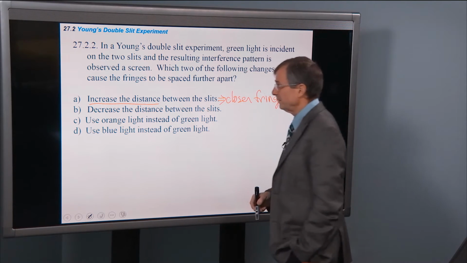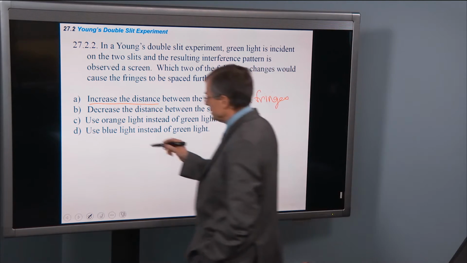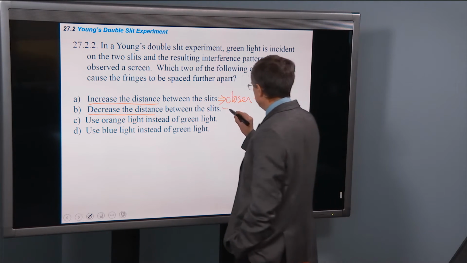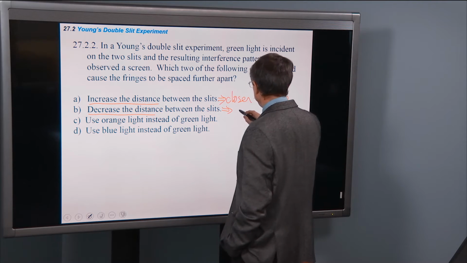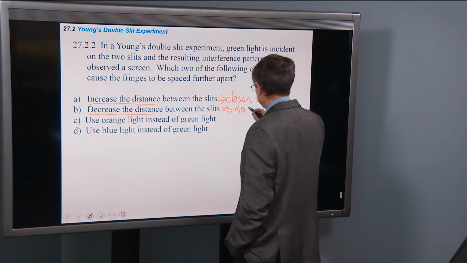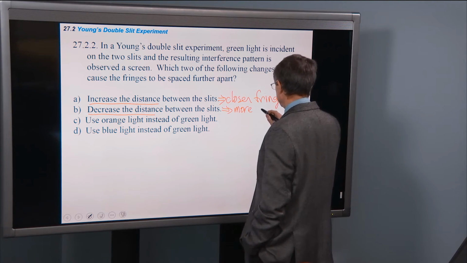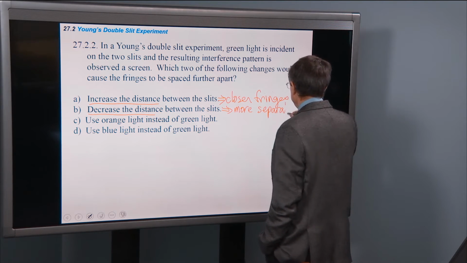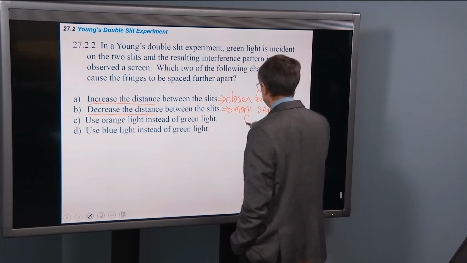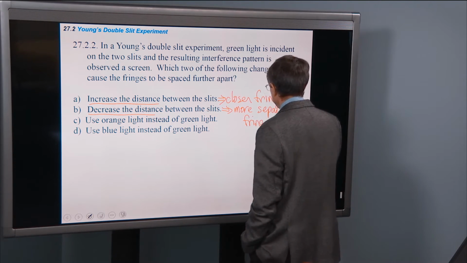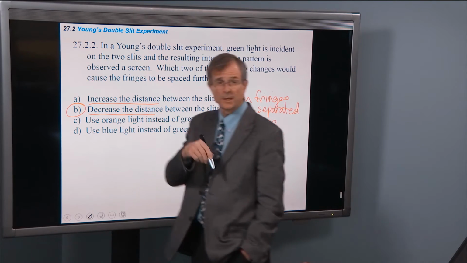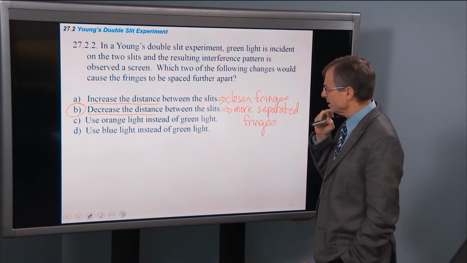So that doesn't give us what we want. But decreasing the distance between the slits will get more separated fringes. So that's one way to do it. Decrease that distance, just like we talked about before. Use orange light instead of green light.